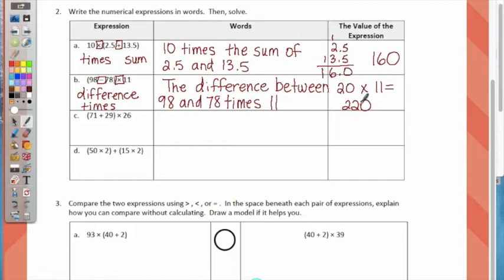So the next one. Oh, this one's very similar. The only thing different is difference. What am I going to substitute that with? Sum. Okay, so this is sum, and this is times. We will start with sum. Is that like the first one on the other side? Yes. Okay, so what does it say? The sum of 71 and 29 times 26.